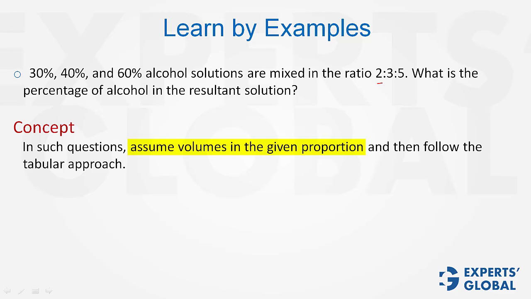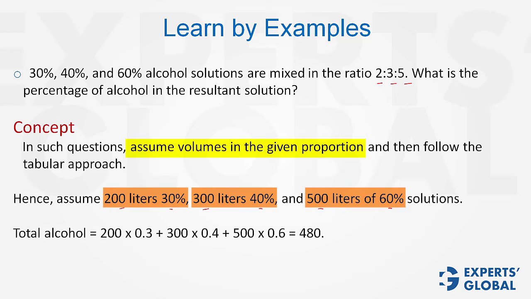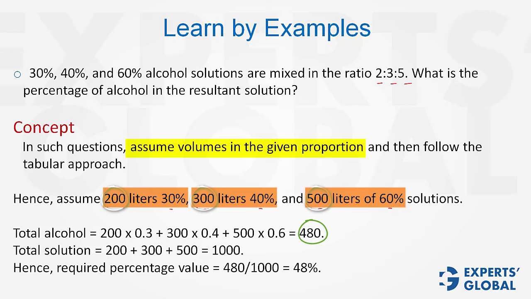So if the ratios are 2, 3, and 5, assume volumes as 200, 300, 500, and then find out the respective values. So 200 of 30% concentration, 300 of 40%, and 500 of 60%. The amount of alcohol exactly would be 30% of 200 plus 40% of 300 plus 60% of 500. The sum turns out to be 480. 480 is the amount of alcohol, and total volume is 200 plus 300 plus 500. That is 1,000. Percentage of alcohol in the resulting solution would be 480 divided by 1,000. That turns out to be 48%.